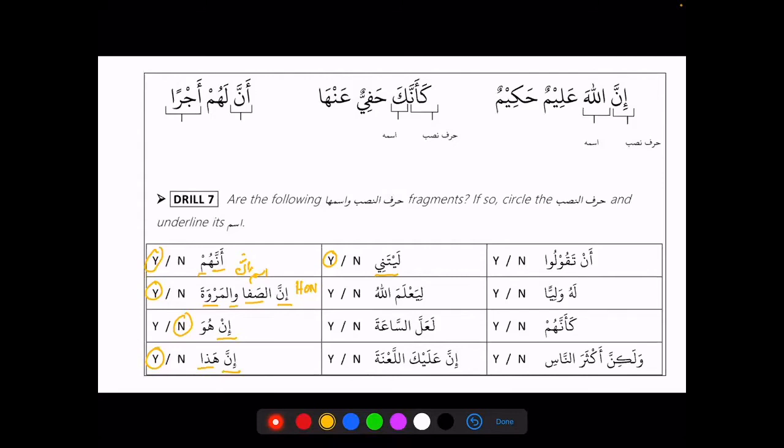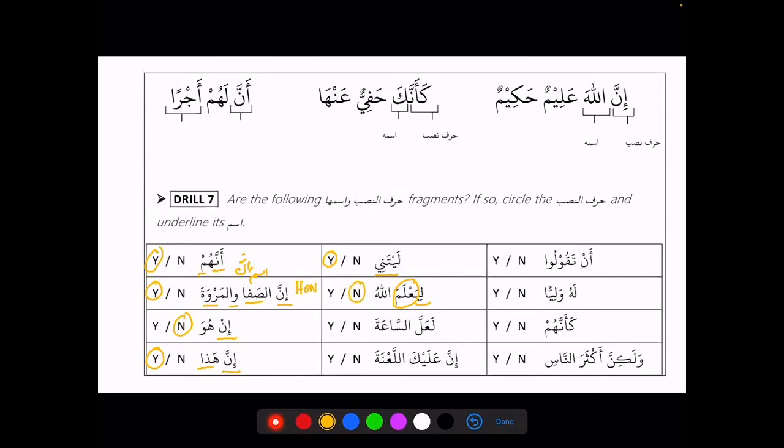Then liya'lamallahu. No. Why not? Because there is no harfu nasab over here, right? And this li is not harfu jar. Just as a side note, I'm telling you why not: ya'lama is basically a fail, and harfu jar does not get attached to a fail. So that's why it is something else. Then we have la'alla. So this is a no.